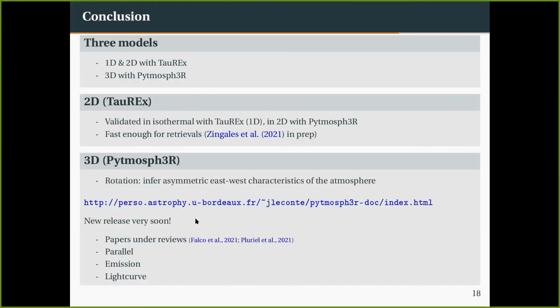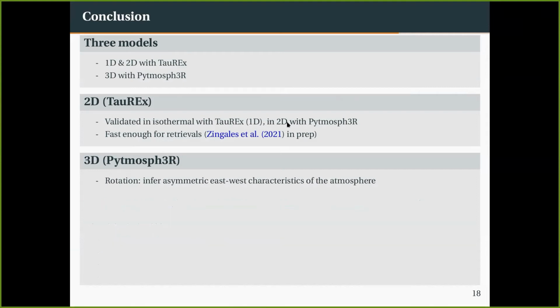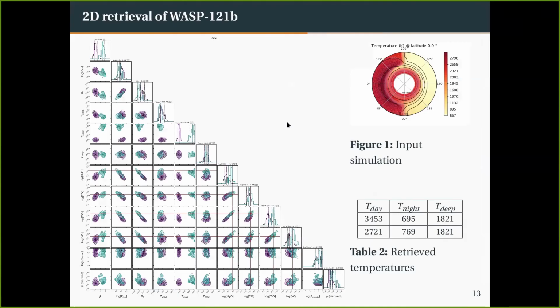Great, thanks, Aurelien. That was very good. We already have a question in the chat from Ryan. He said, for the 2D retrieval of WASP121b, what did you assume about the data? Number of transits, wavelength range, etc.